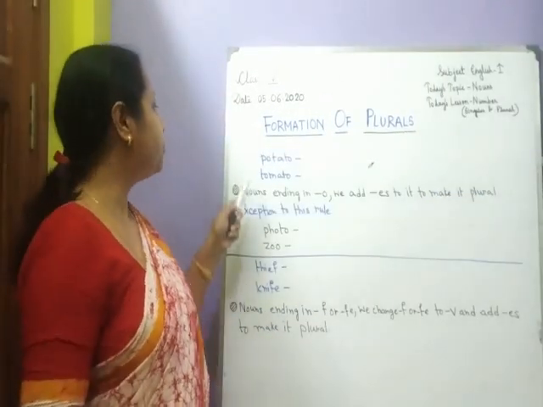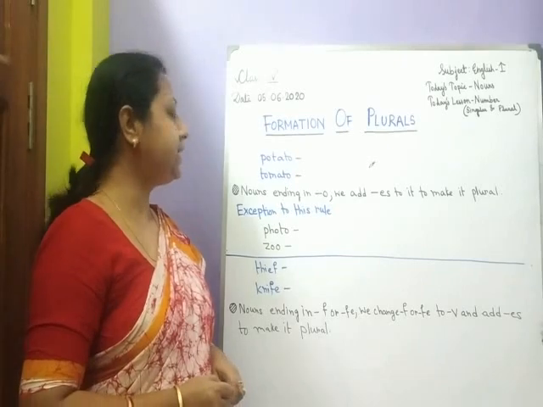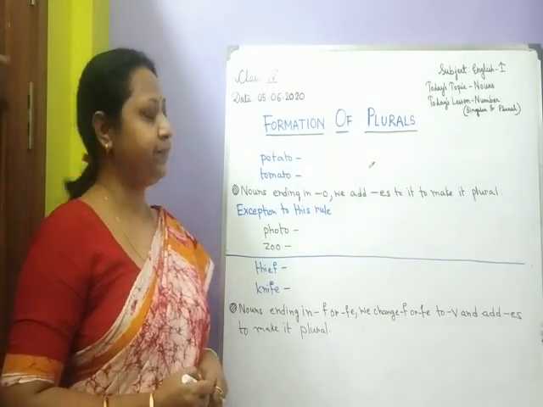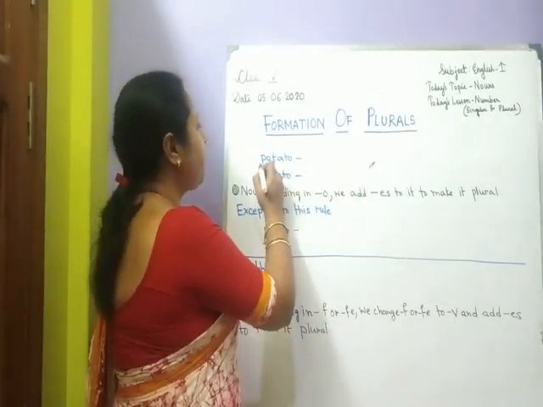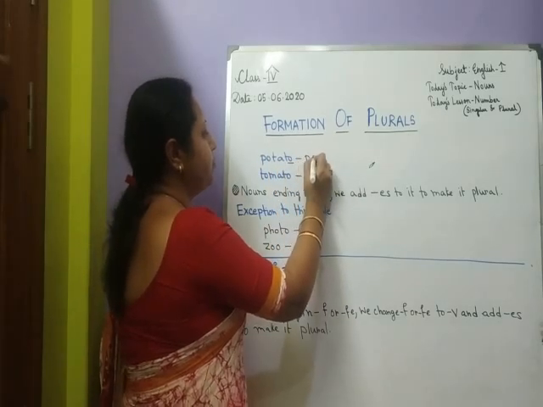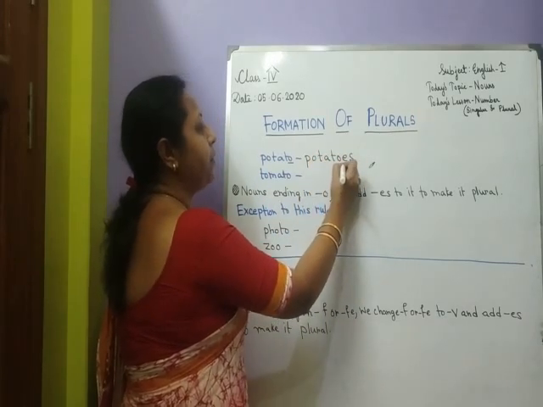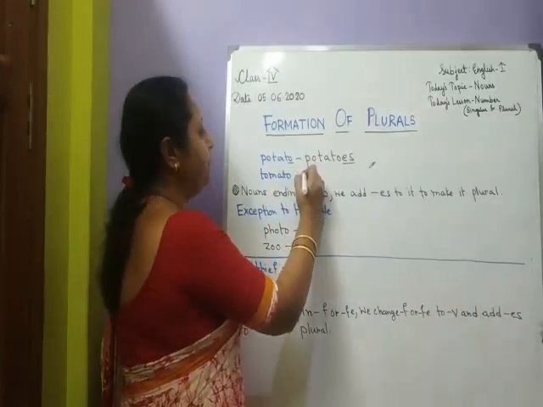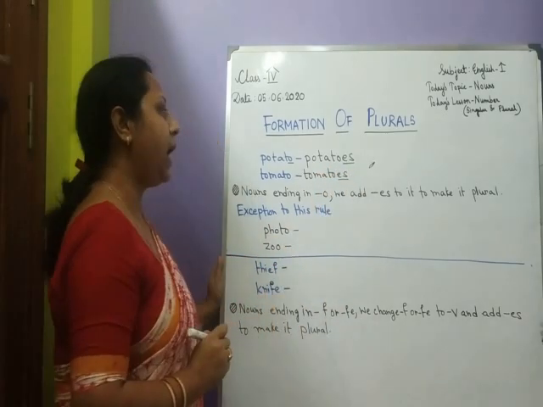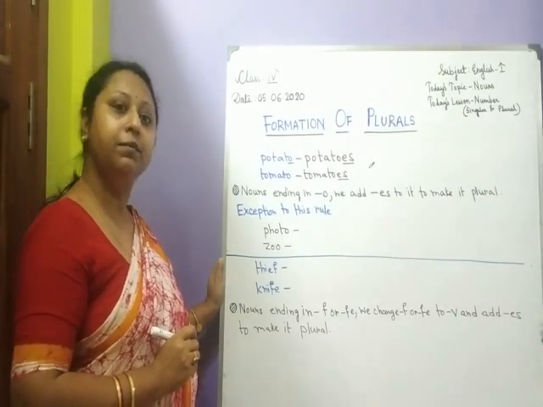Now let us come to these nouns. The word potato and tomato is ending with the letter O. So, to make it plural, we have to add es to it. Let me show you. Potato, P-O-T-A-T-O. Here it is ending with the letter O. So, to make it plural, we have to add es to it. Potato will be potatoes. Similarly, tomato will be tomatoes. So, we have to remember that nouns ending in O, we add es to it to make it plural.